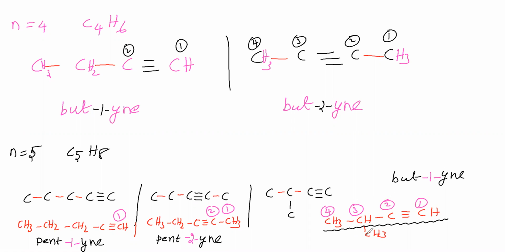Here a branch is present, branch name is what? In the sense methyl. This methyl is present at which carbon? In the sense third carbon, therefore we can say this is 3-methylbut-1-yne. Okay, so now we said the names for these compounds.